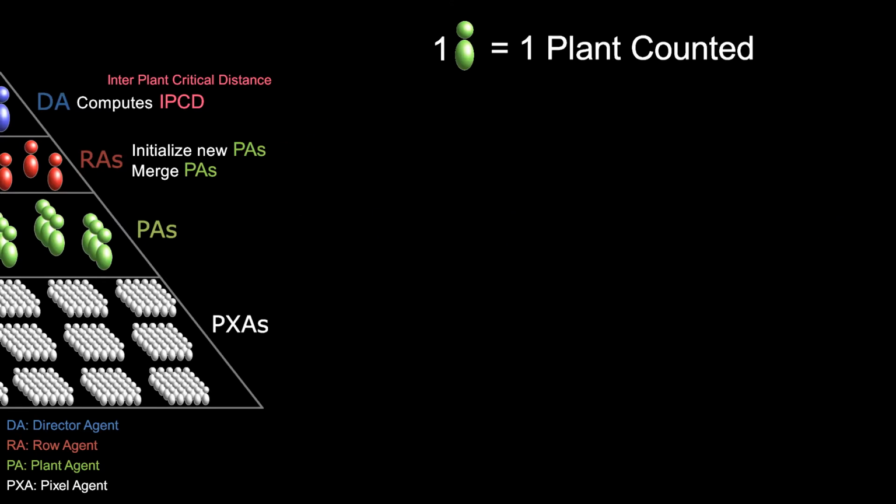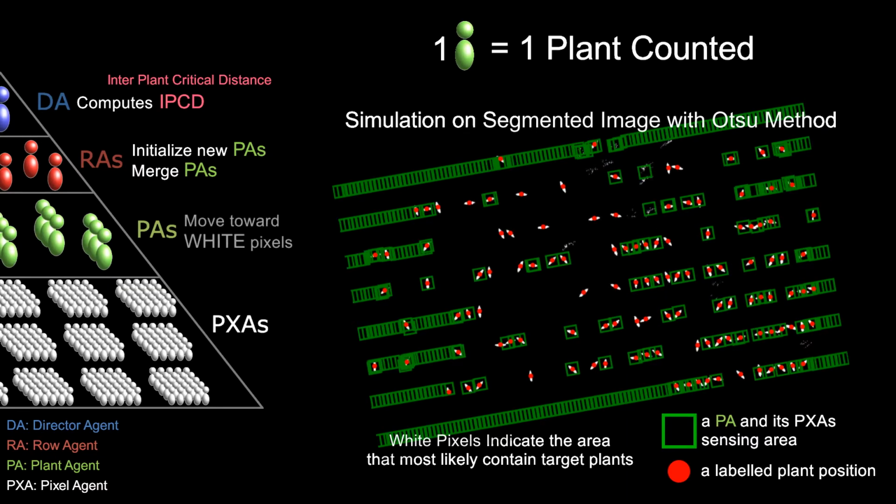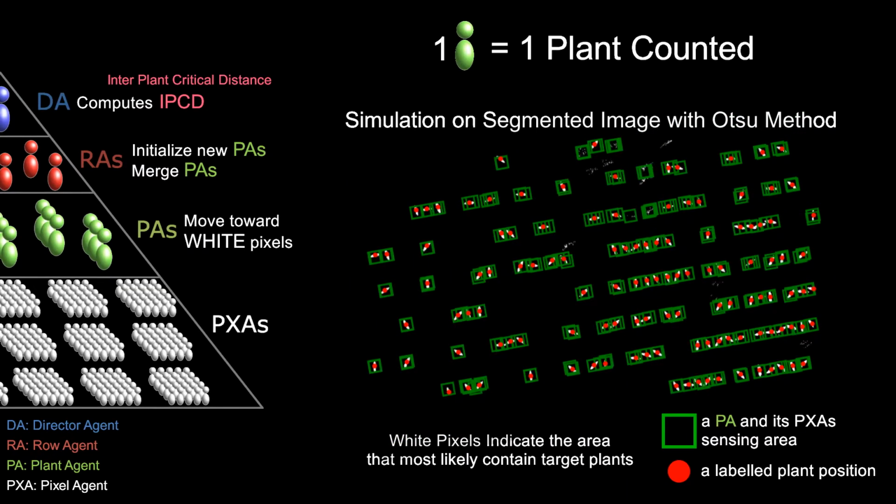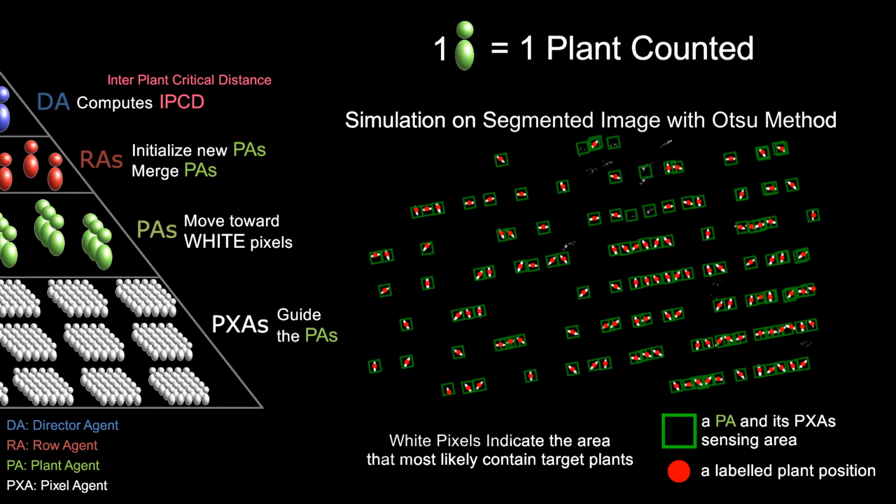To improve the accuracy of the detected crops, PAs are given the possibility to move during the refinement process. Their movements are guided by the pixel agents toward the white pixels. Overall, the simulation is a simple repetition of move, initialize, merge, and destroy. It keeps on going until the number of PAs is stabilized.